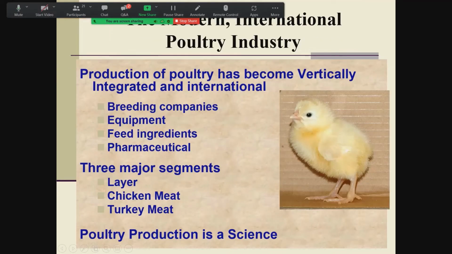So just to give you an idea, the modern poultry industry is vertically integrated and it's very international. The breeding companies are all international companies now. The equipment makers of both the processing machinery as well as the production machinery, feed ingredients, pharmaceuticals, everything in our industry is very large, very international, very integrated. And we have three major segments to our industry: the layer industry, which is our egg producing, our meat chickens, and our meat turkey. Those are very separate industries. And poultry production has become a science. And we'll talk about that as we go.